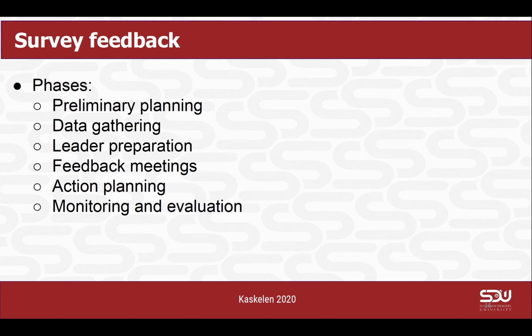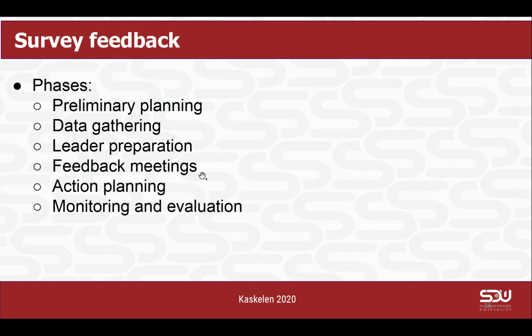Let's have a look. If you want to implement survey feedback, there are some phases. First, you want to do preliminary planning. You plan what you're going to do, what you're going to study. Then you collect data, usually through surveys, could be collected by other social science data collection tools. Then leader preparation: you report the data analysis results to the leader of the organization. Then the leader conducts feedback meetings with specific departments, discussing and processing all those data analysis results.